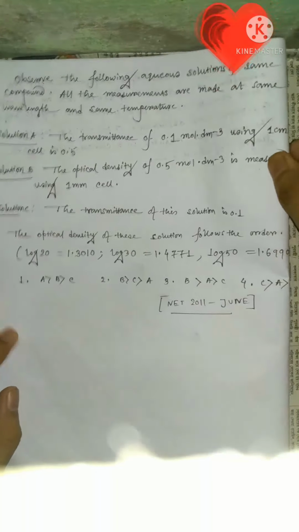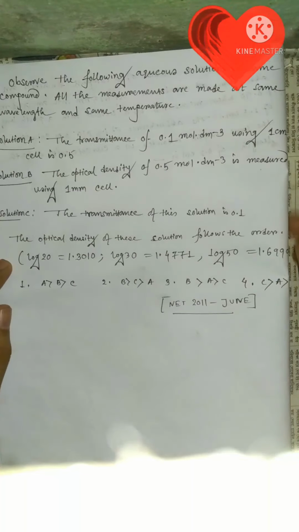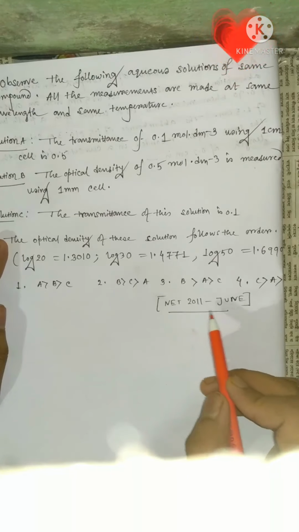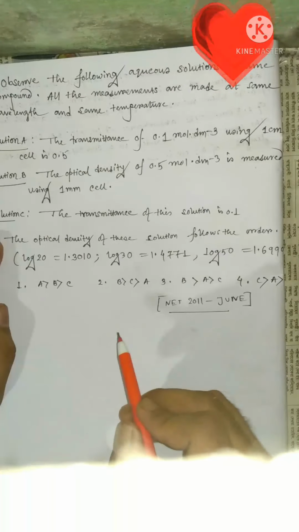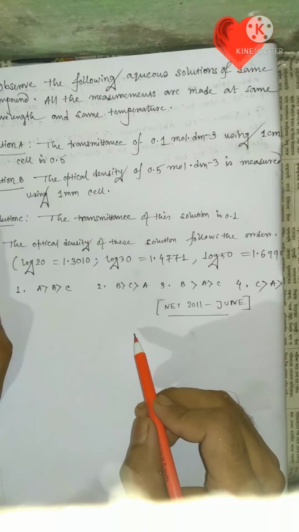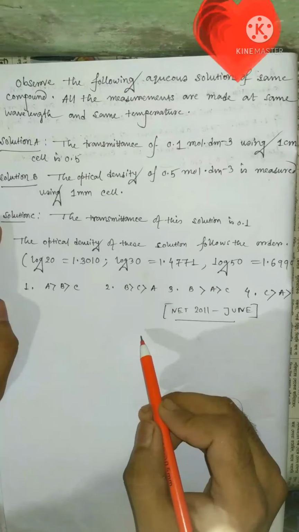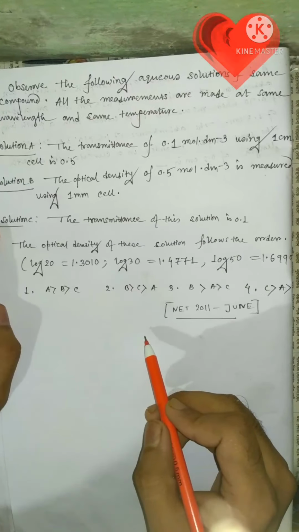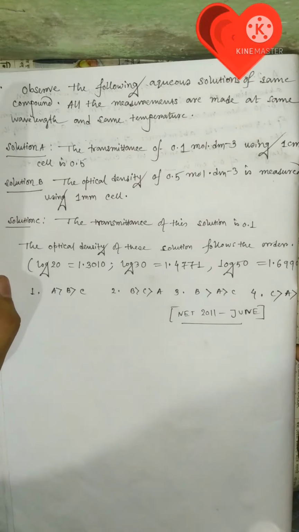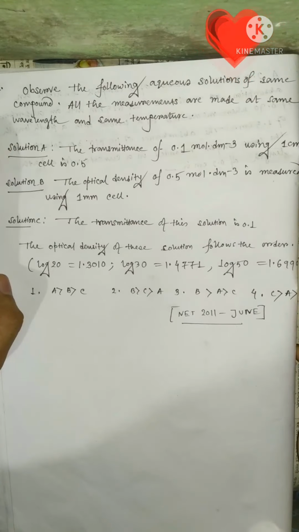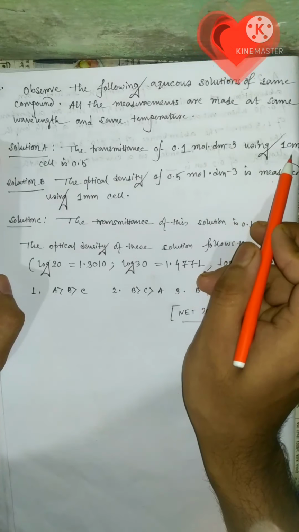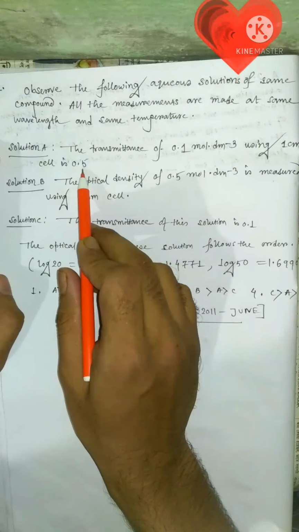Here a question is given from NET, 2011 June. Observe the following aqueous solution of the same compound. All the measurements are made at the same wavelength and same temperature. Here three solutions are given. Solution A, the transmittance of 0.1 mole per decimeter cube using 1 centimeter cell is 0.5.